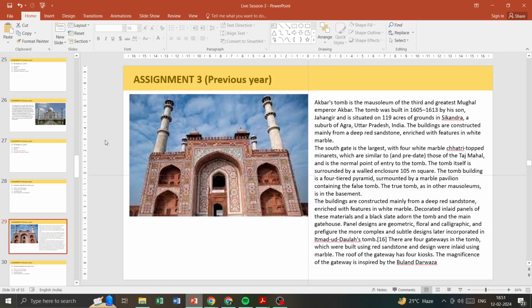The tomb itself is surrounded by a walled enclosure, 105 meters square. The tomb building is a four-tiered pyramid surmounted by a marble pavilion containing the false tomb. The true tomb, as in the other mausoleums, is in the basement. The buildings are constructed mainly from a deep red sandstone enriched with features in white marble. Decorated inlaid panels of these materials and black slate adorn the tomb and the main gatehouse. Panel designs are also geometric, floral, and calligraphic. And the Buland Darwaza is inspired by this building.